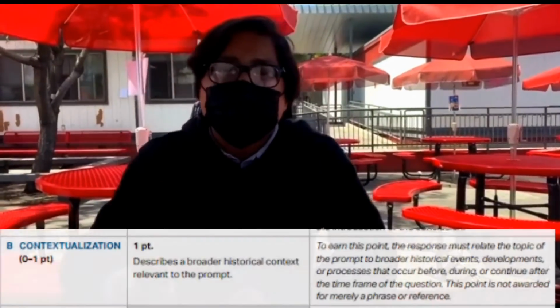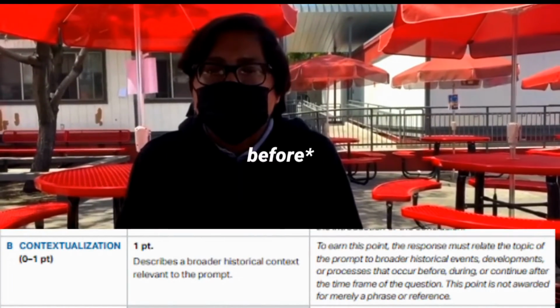Now for contextualization, you have to go at least 50 years beyond for the APUSH exam. For example, this question asks how reform movements changed United States society from 1877. You have to go back at least to 1827, or the late 1820s to early 1830s.